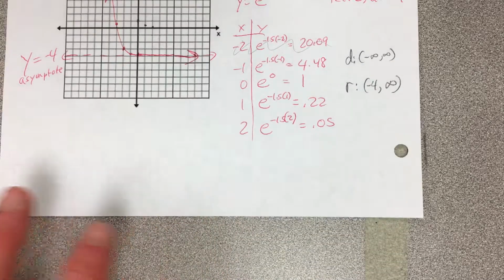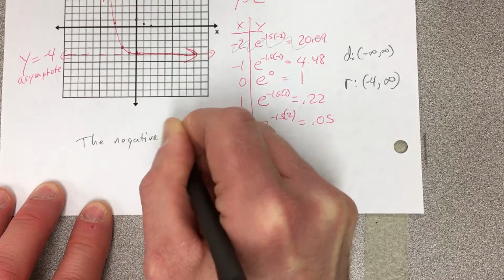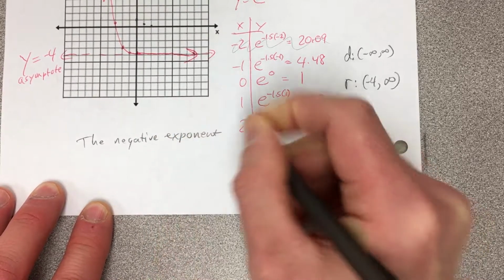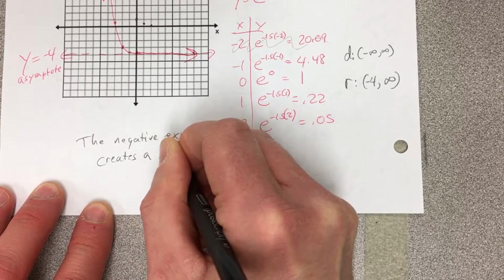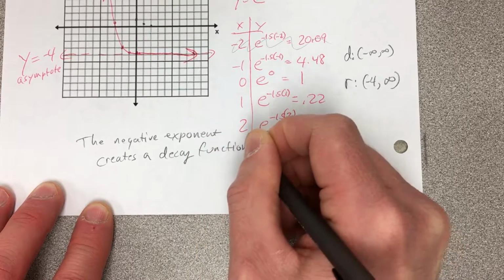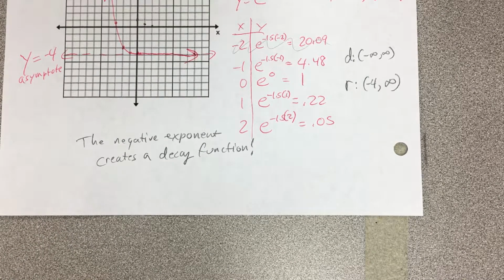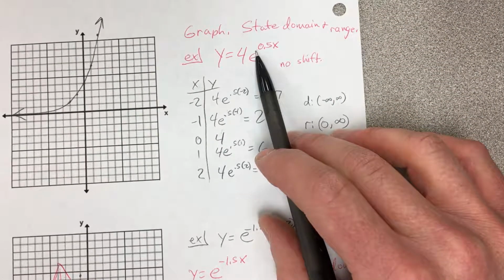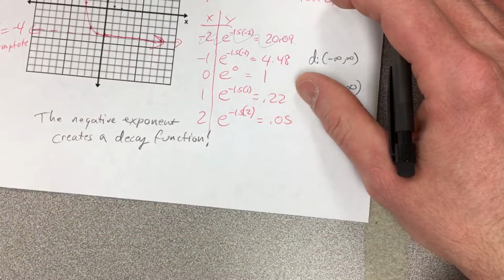So let's write that down at the bottom here. The negative exponent creates a decay function. So if you have E, you will look at the exponent to determine if it's growth or decay. Growth, because it's positive. Decay, because it's negative. Simple as that.